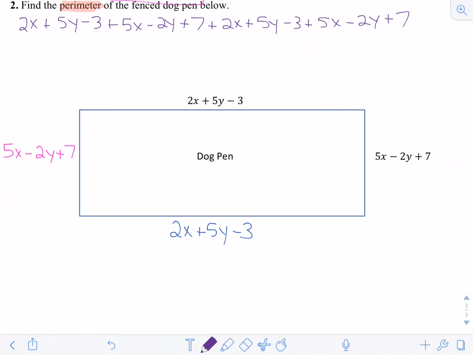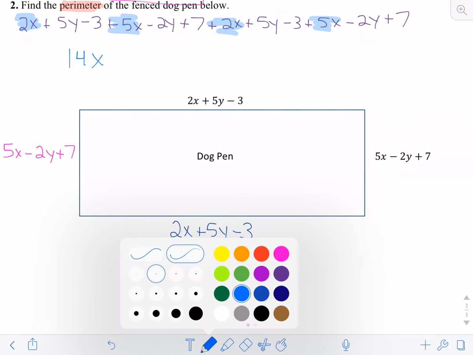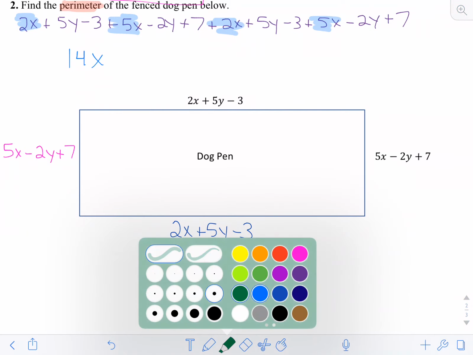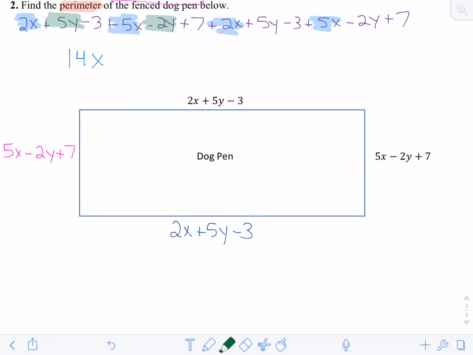Okay, and then I'm going to go with my highlighter here and start with my x's. I have 2x here, 5x here, a positive 2x here, and a positive 5x there. So let's combine those. 2 plus 5 is 7, 7 plus 2 is 9, 9 plus 5 would give me 14. So I have 14x. Next, I'm going to do my y's. I have 5y here, minus 2y, plus 5y, minus 2y. So 5 minus 2 is 3, 3 plus 5 is 8, 8 minus 2 is 6. So I will have a positive 6y.